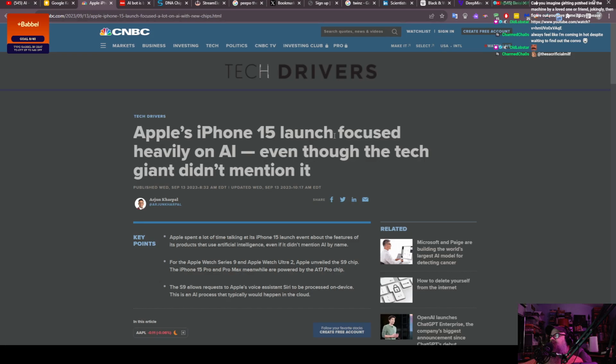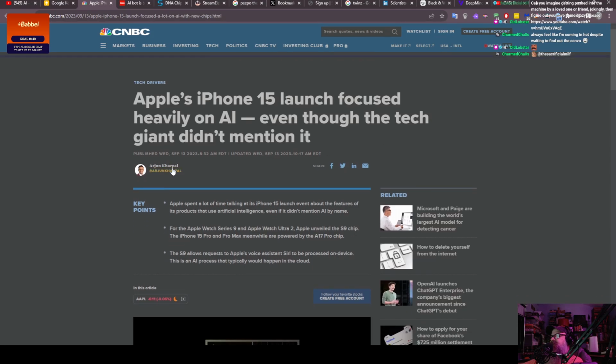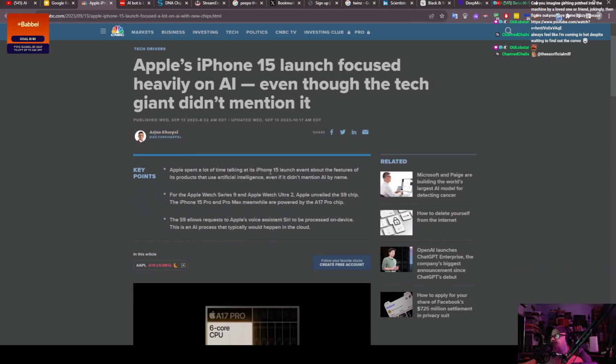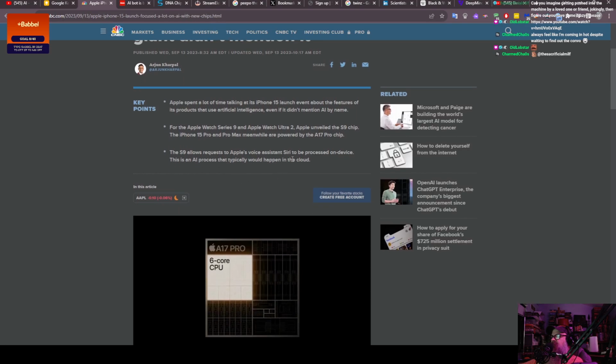Apple's iPhone 15 launch focused heavily on AI, even though the tech giant didn't mention it. Apple spent a lot of time talking at its iPhone 15 launch event about the features of its product that use artificial intelligence, even if it didn't mention AI by name. For the Apple Watch and Apple Watch Ultra, it unveiled the S9 chip. The S9 allows requests to Apple's Siri to be processed on device. This is an AI process that typically would happen in the cloud.